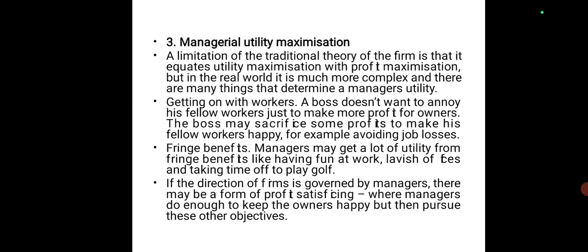Now, managerial utility maximization. A limitation of the traditional theory of a firm is that it equates utility maximization with profit maximization. But in the real world, it is much more complex, and there are many things that determine a manager's utility. Getting on with workers: a boss doesn't want to annoy his fellow workers just to make more profit for owners. If you are the team leader, you have to balance between your owner and your workers.